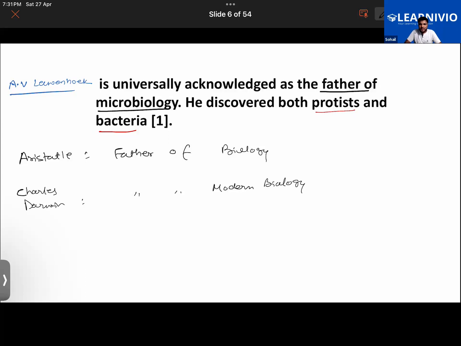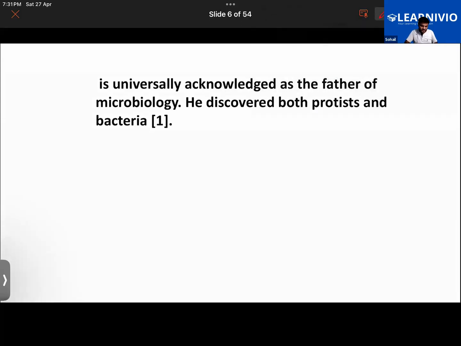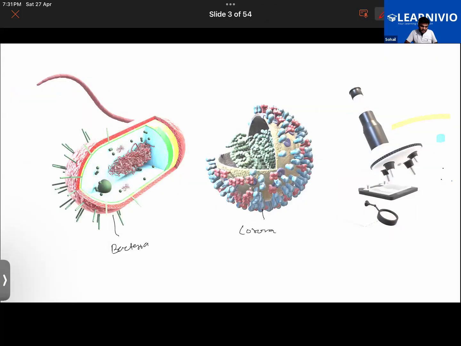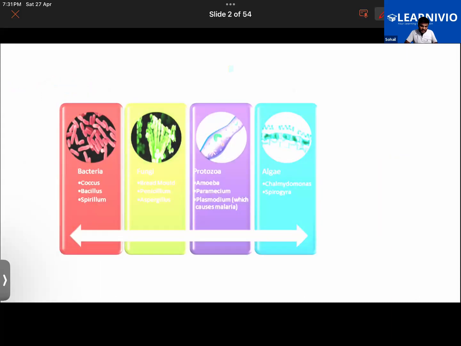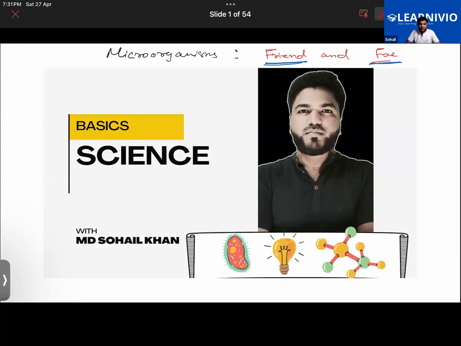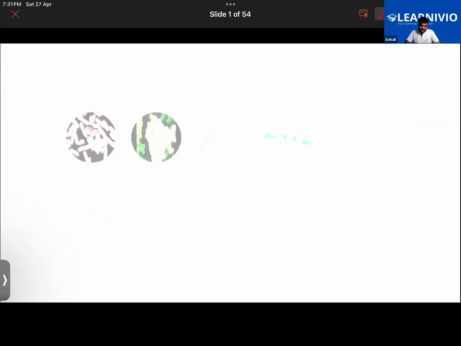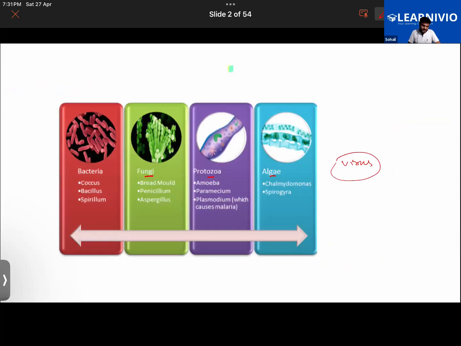Another important thing, you know that you have to prepare notes also. So give this topic in your copy, Microorganisms, Friend and Foe. And after having done that, write the name of these four groups in your copy. We'll be continuing from here in the next class.